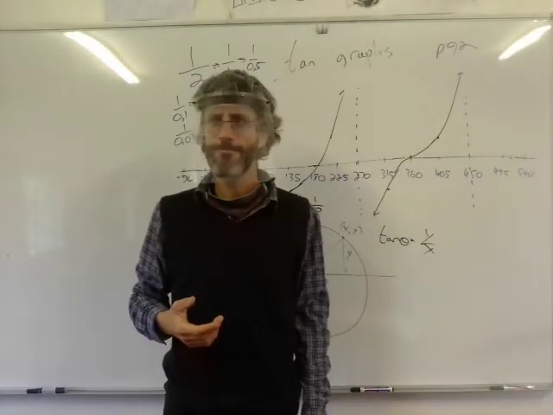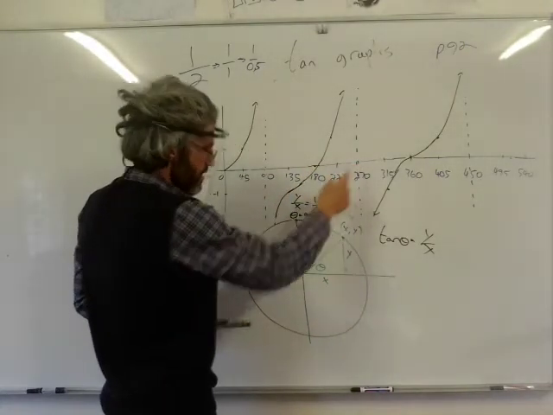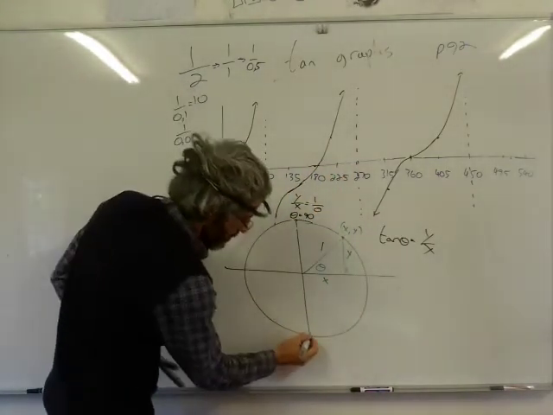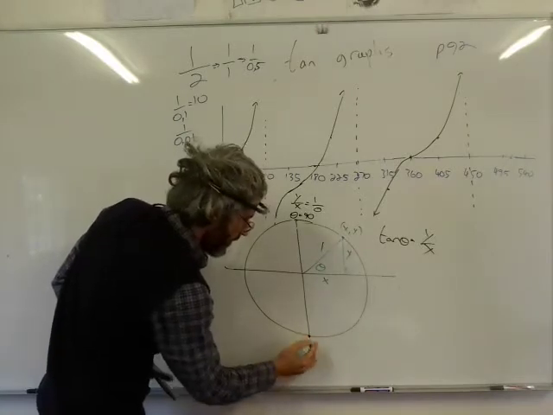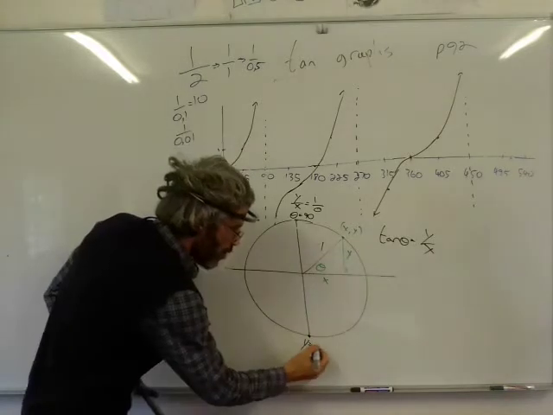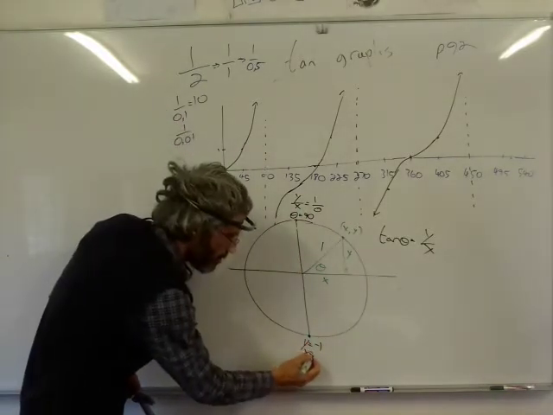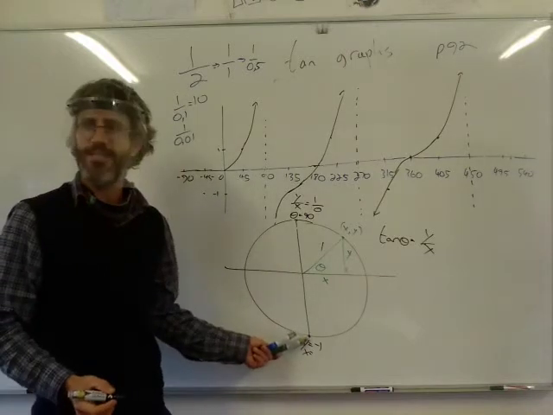Does that make sense? Okay, now, what's happening at 270? At 270, we're over here. This is 270. In this case, I'm just going to make it a little bit quicker. Y is going to be equal to minus 1, and the x will be equal to, what is the x at this point?